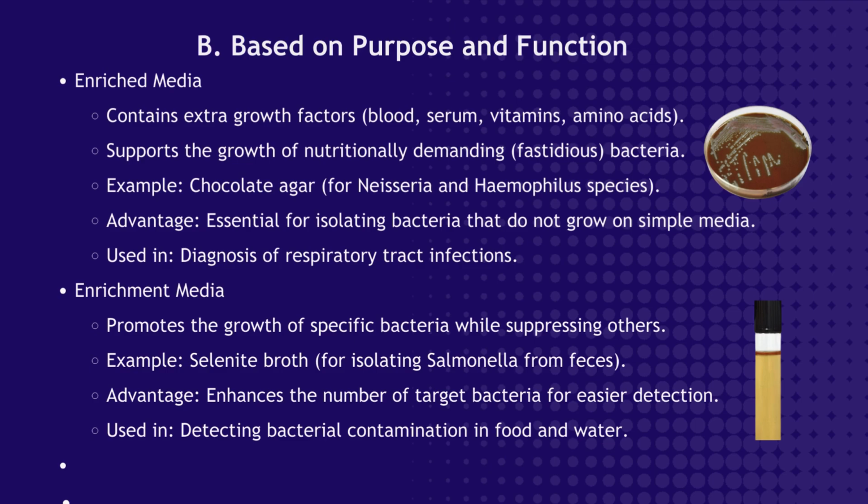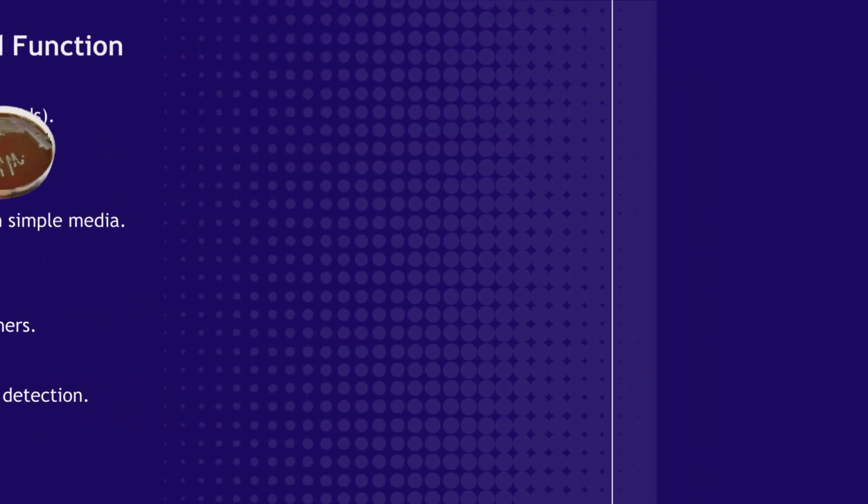Enrichment media promotes the growth of specific bacteria while suppressing others. Example: selenite broth for isolating Salmonella from feces. Advantage: enhances the number of target bacteria for easier detection. Used in detecting bacterial contamination in food and water.